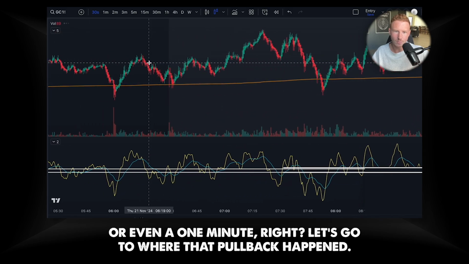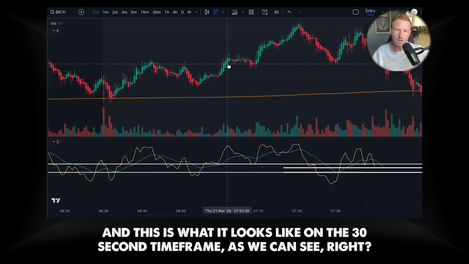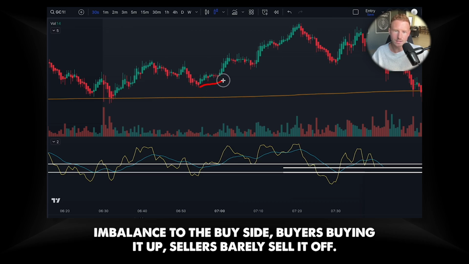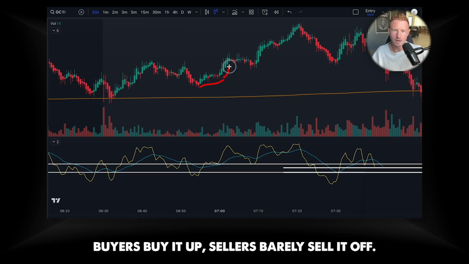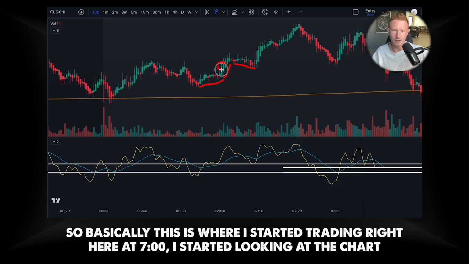Let's go to where that pullback happened. And this is what it looks like on the 30-second time frame. As we can see, right? Imbalance to the buy side. Buyers buying it up, sellers barely sell it off. Buyers buy it up, sellers barely sell it off. So basically, this is where I started trading right here at 7 o'clock.